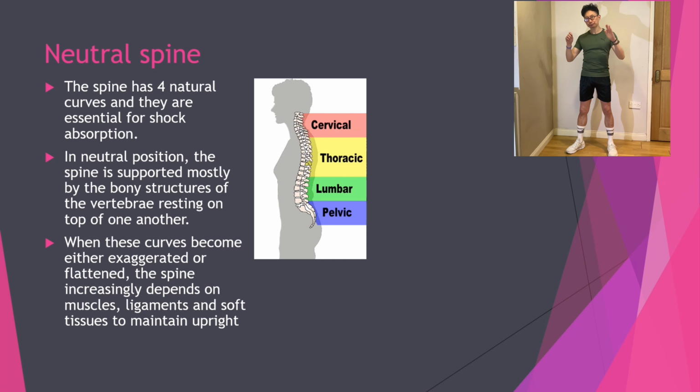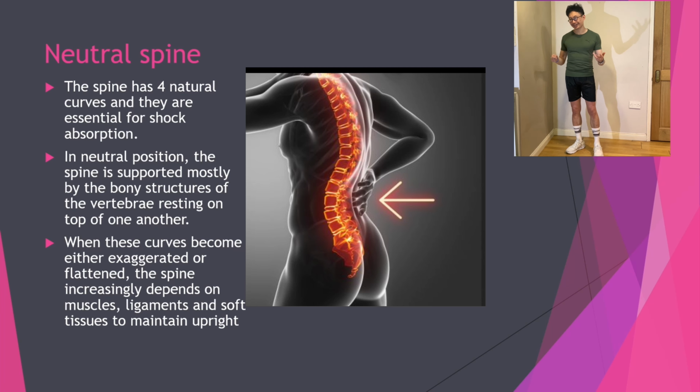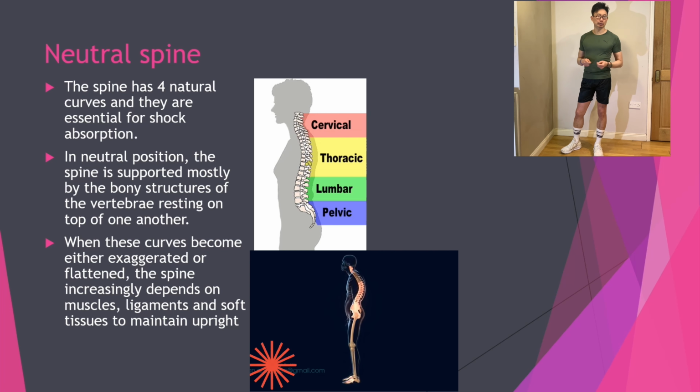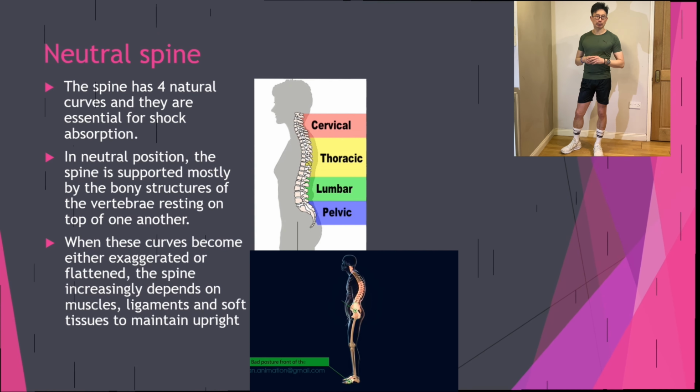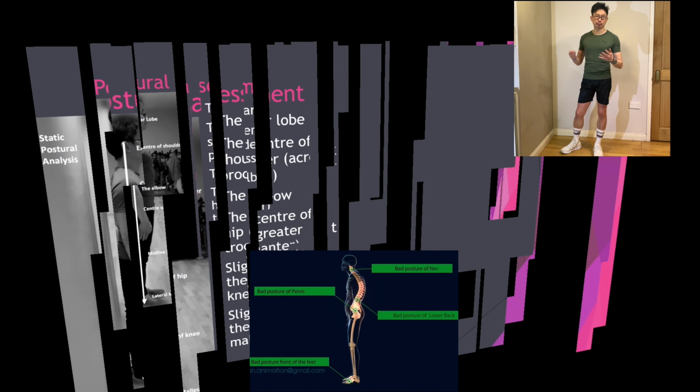In a neutral position, the spine is supported mostly by the bony structures of vertebrae resting on top of one another. When these curves become either exaggerated or flattened, the spine increasingly depends on muscles, ligaments, and soft tissues to maintain erect, causing tension in these structures, leading to lower back strain and trigger point formation. Over time, this will lead to spinal disc injuries.